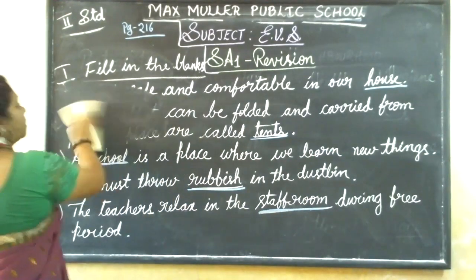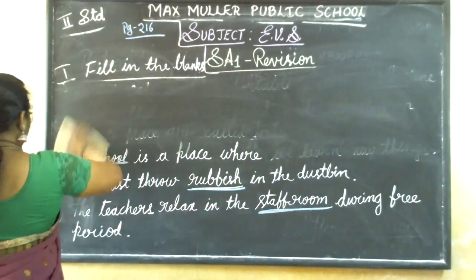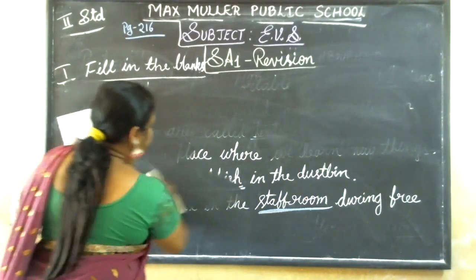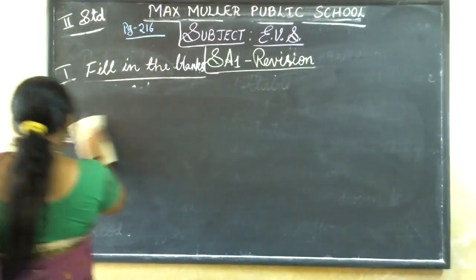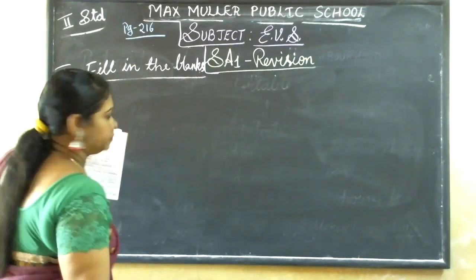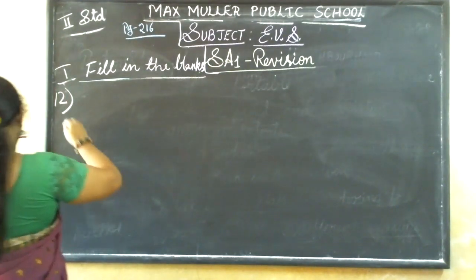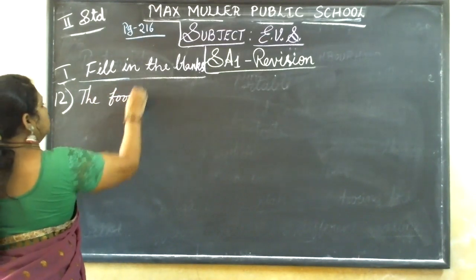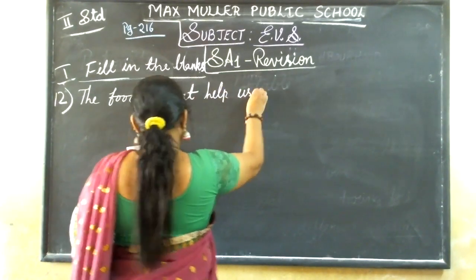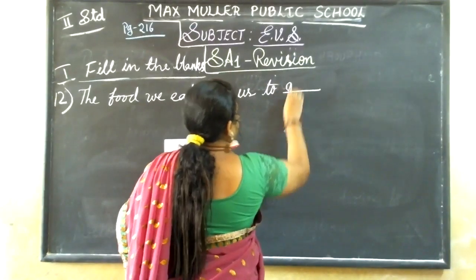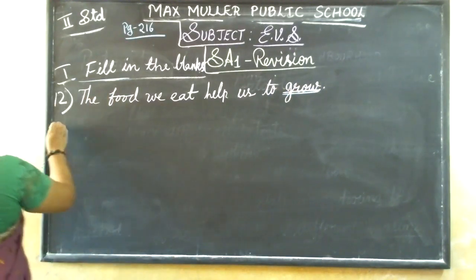12th one will start. Twelfth one, the food we eat helps us to dash grow. 13th one.